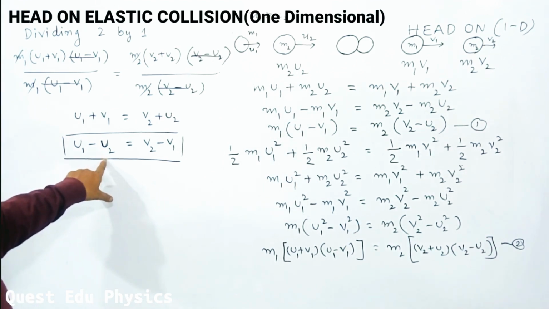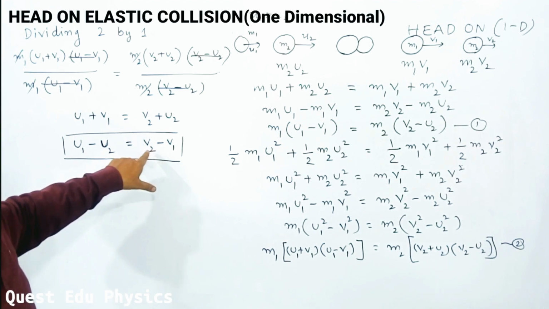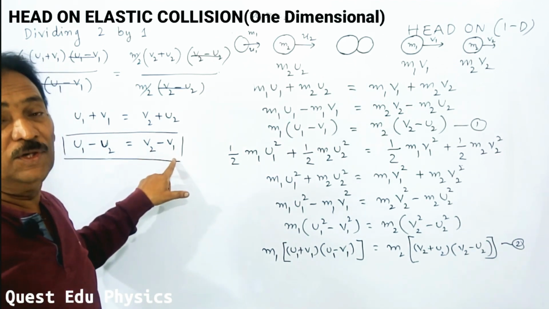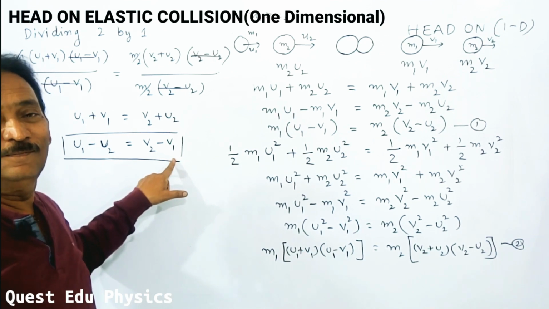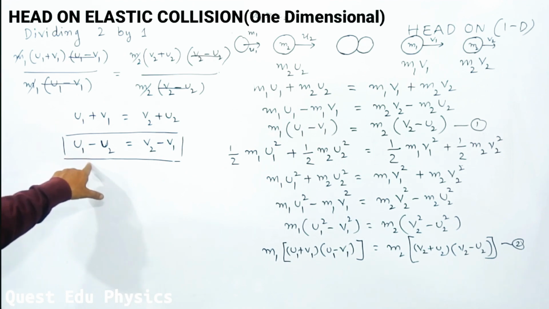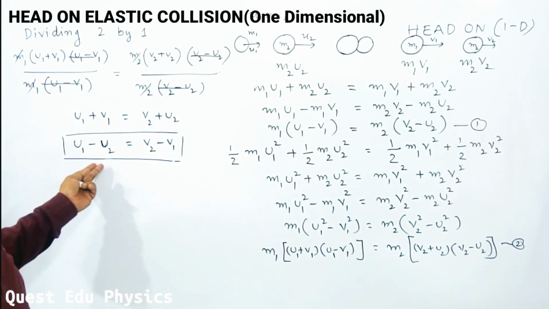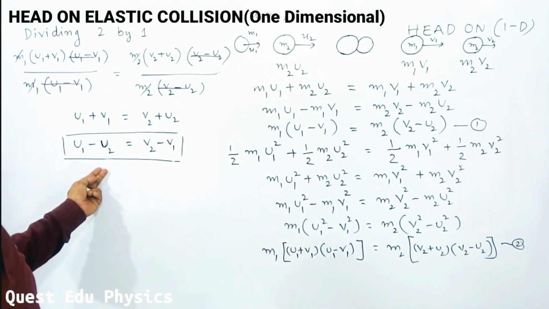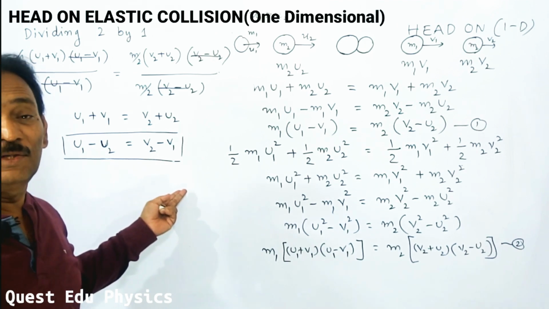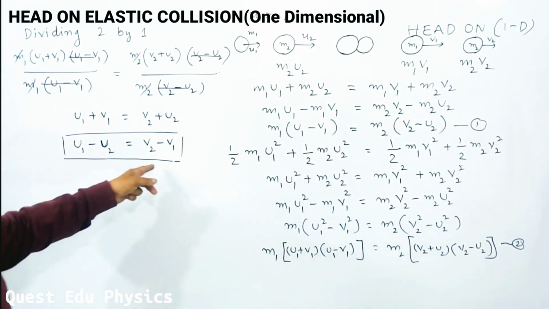Velocity of separation, and it is velocity of separation after the collision. Or simply we can write: relative velocity before the collision is equal to relative velocity after the collision. I hope you understood the relation between the two.